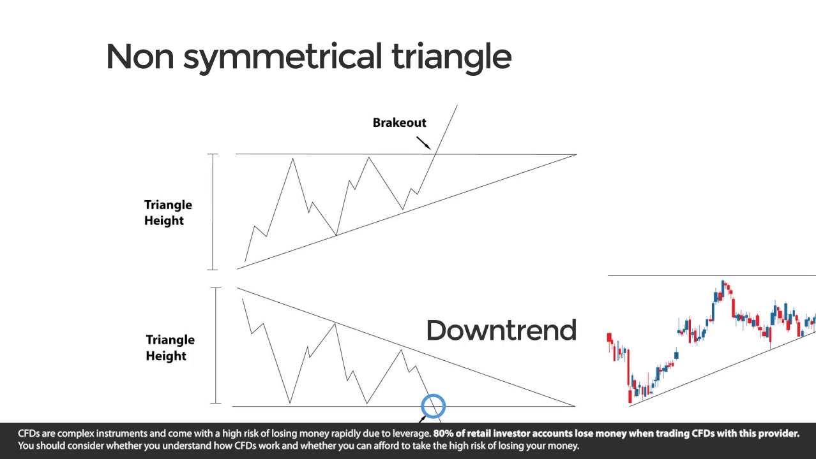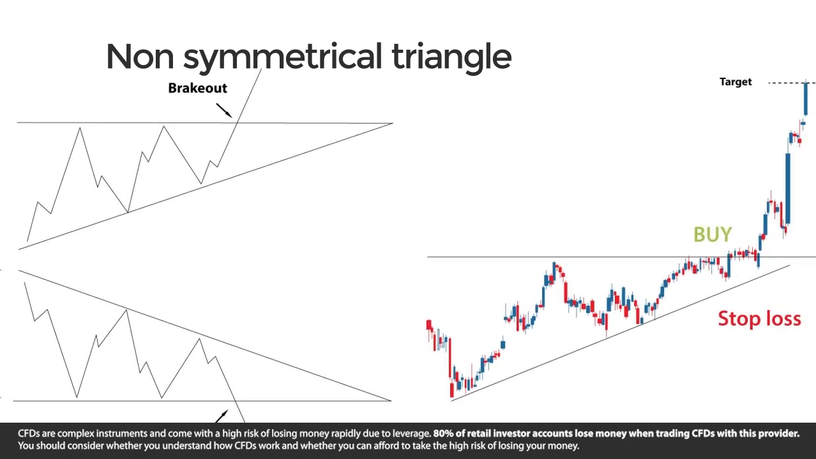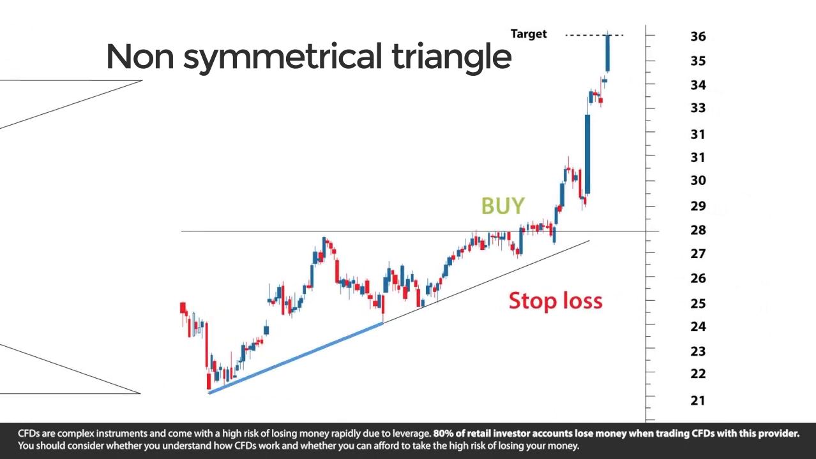On the picture to the right, we can see how to set the stop loss and take profit. The stop loss in this case is very small and is defined by the ascending trend line. Take profit is set in relation to the triangle height.